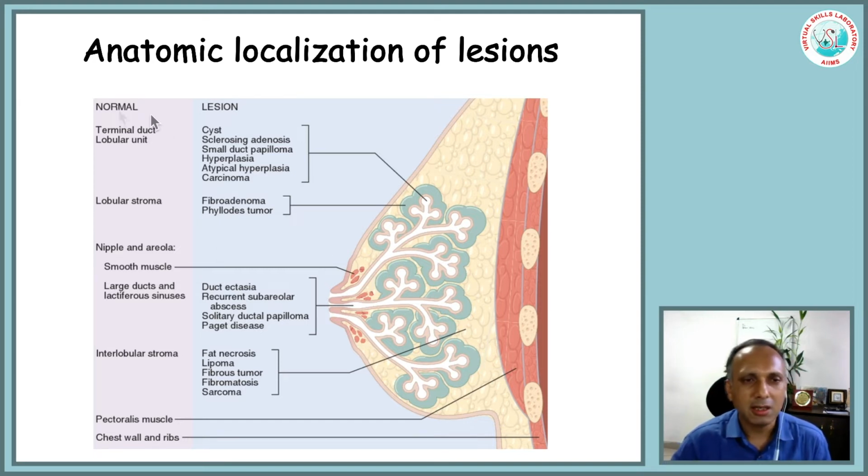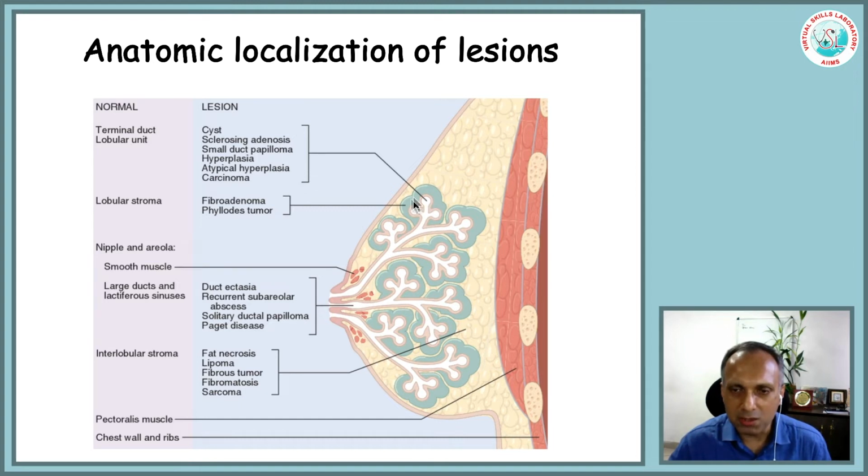Now, you're already familiar with the various units of the breast. If you see the lesions, some of the lesions arise within the ductular units. As you can see, the large ducts are the source of duct ectasias, recurrent subareolar abscess, ductal papillomas, and Paget's disease, which involves mainly the nipple. The stroma in between the breast ducts gives rise to fat necrosis, lipomas, fibrous tumors, fibromatosis, and sarcomas, which are soft tissue lesions.